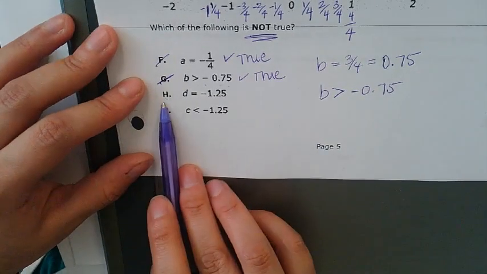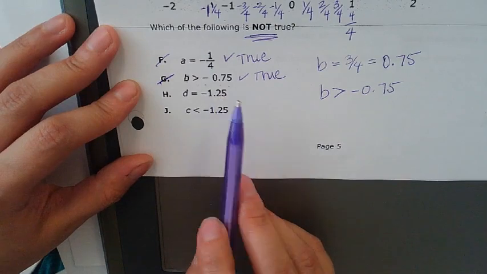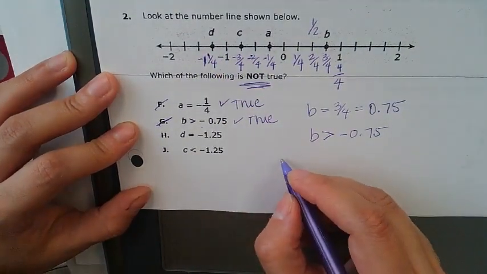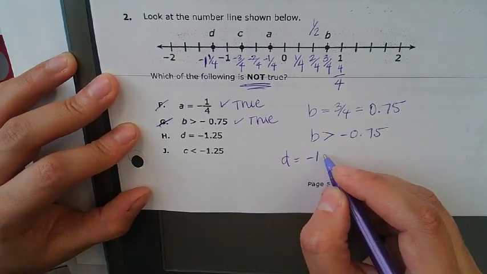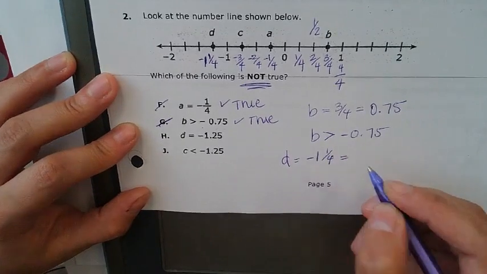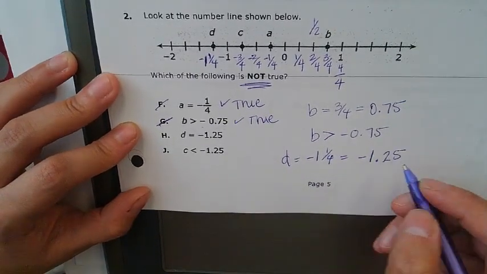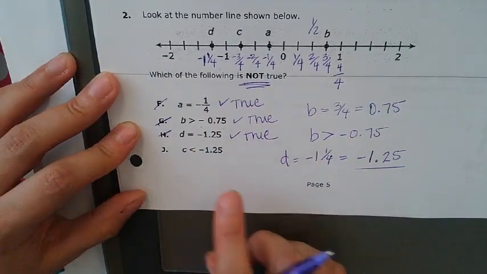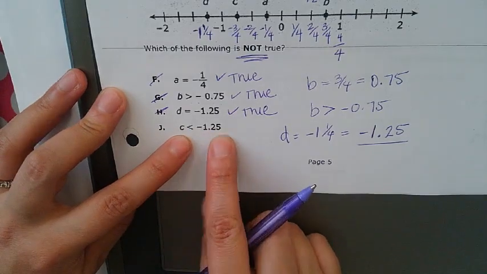Next it says D is equal to negative 1.25. So go back to the number line. What is D equal to? Negative 1 and 1/4. That's the same thing as negative 1.25. So is that true? Yes. And our last one, C is less than negative 1.25.